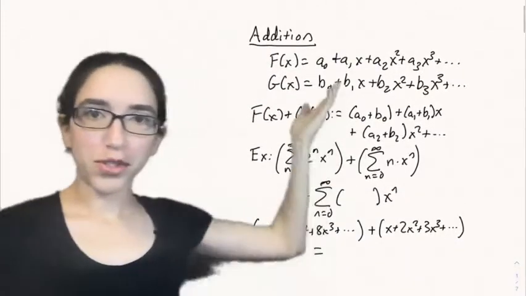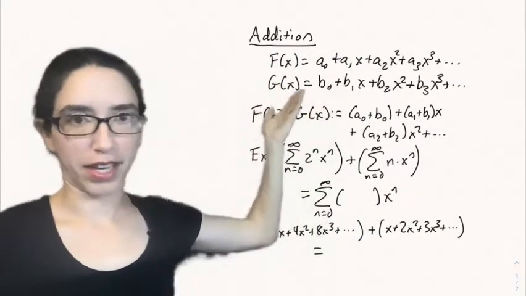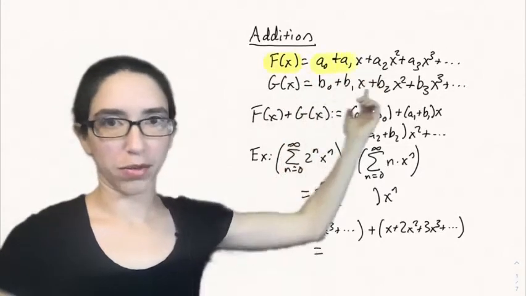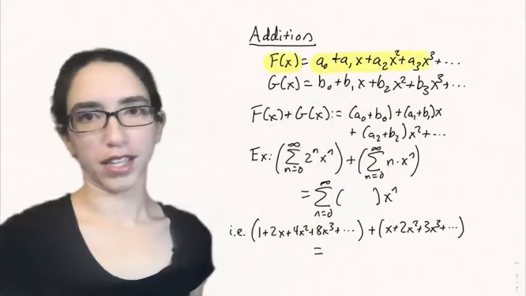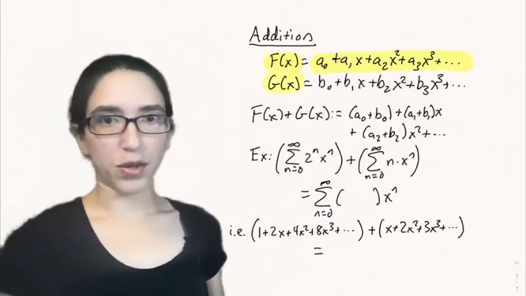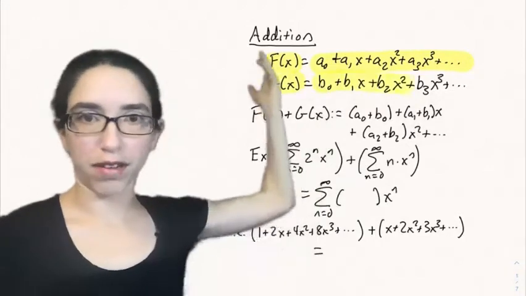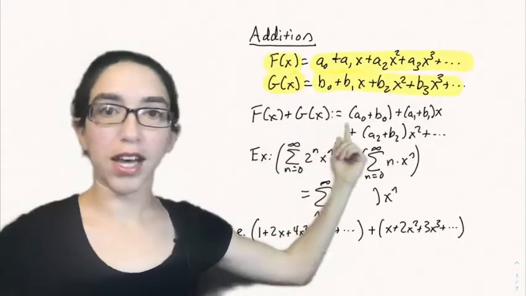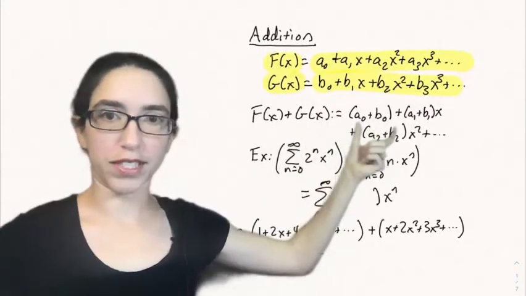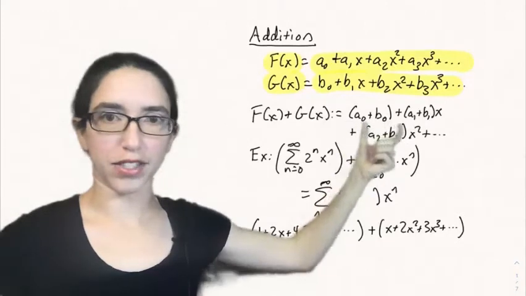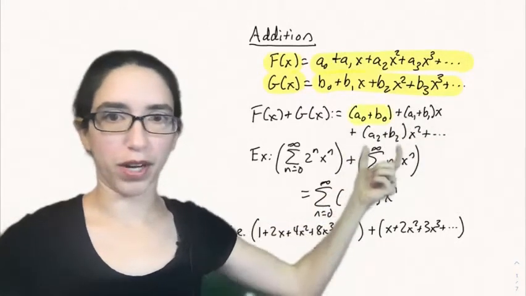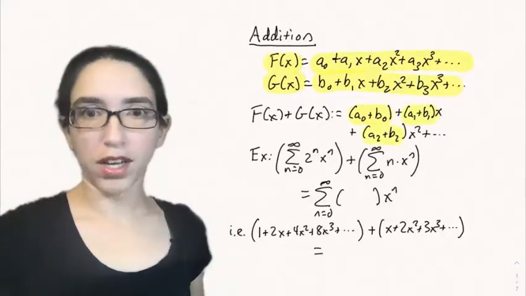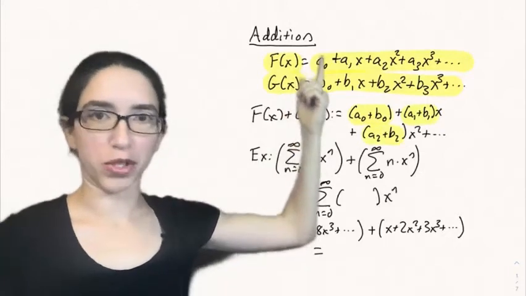So if we have two generating functions, f of x and g of x, of the sequences a0, a1, a2, a3, and b0, b1, b2, b3, etc., then we define the sum f of x plus g of x to be the generating function of the sequence of sums a0 plus b0, a1 plus b1, a2 plus b2, et cetera, added term-wise. So essentially we're combining like terms. You can think of it that way.